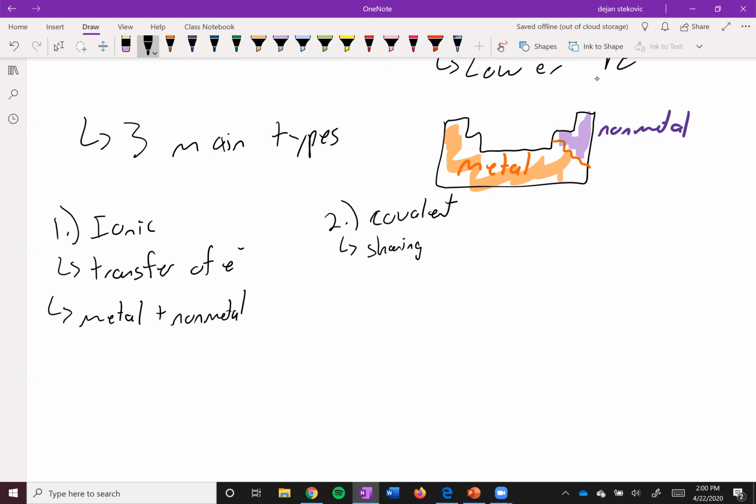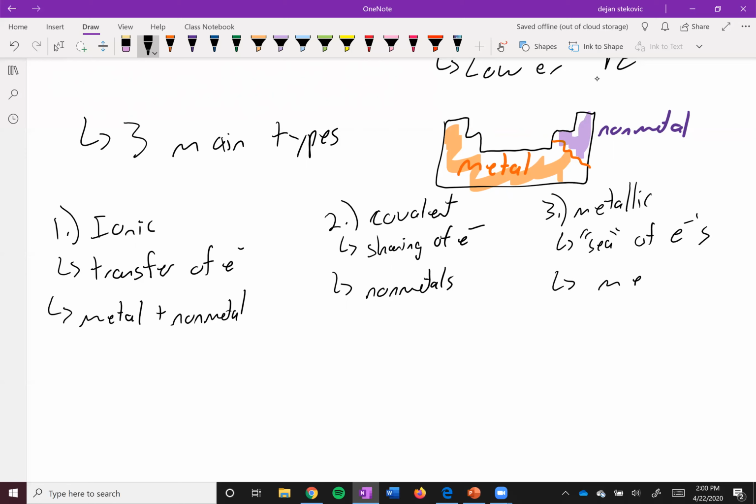Second type we can have is a covalent bond, which we stated was the sharing of electrons. And that's with nonmetals, right? So nonmetals with each other. And then the third type we don't talk too much about is a metallic bond. And in a metallic bond, what we say is that there's a sea of electrons. And this is basically multiple metals together.